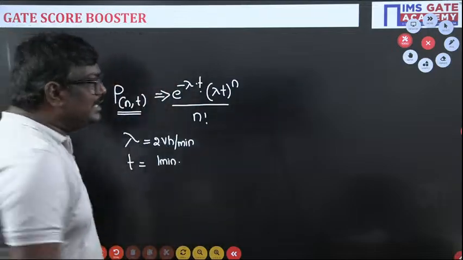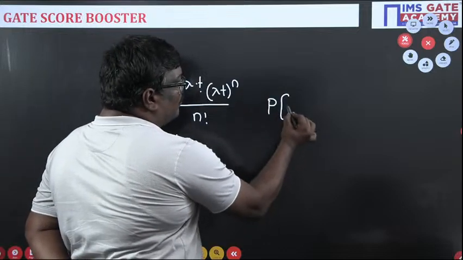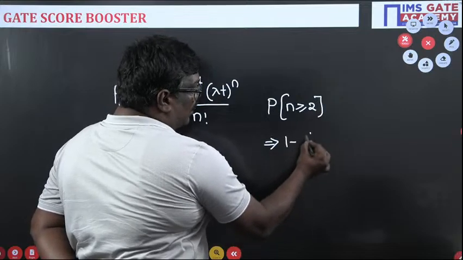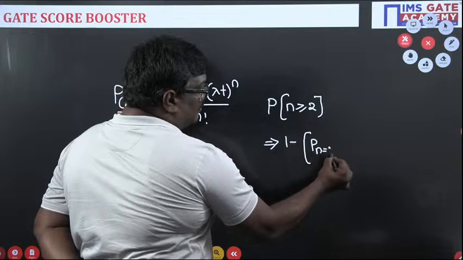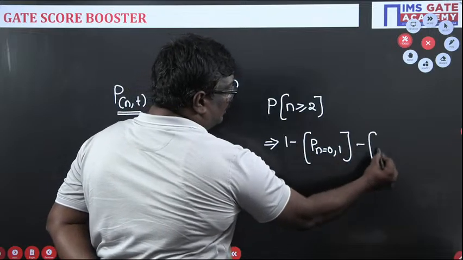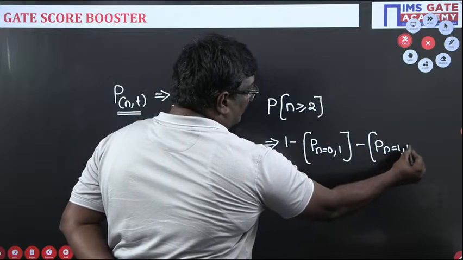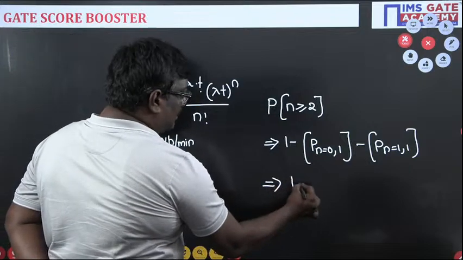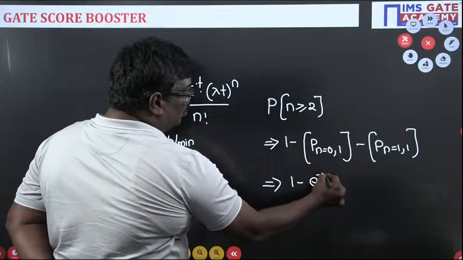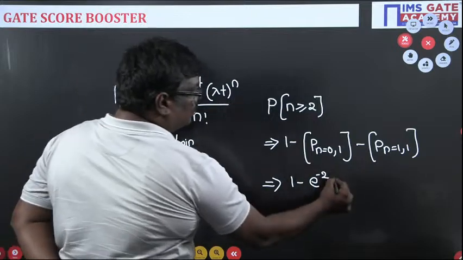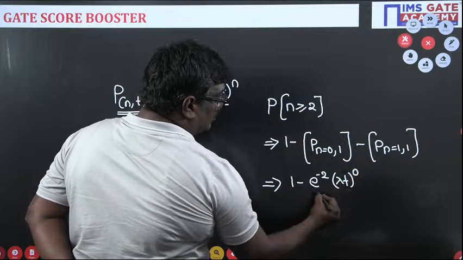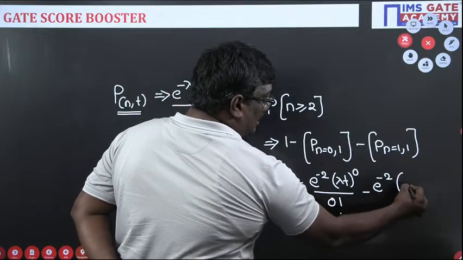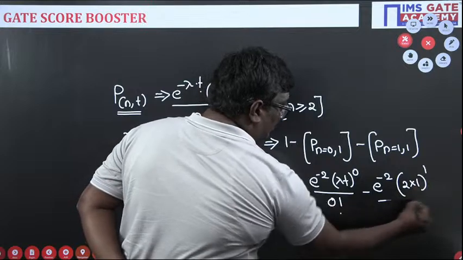Now see students, he is asking what is the probability of n greater than or equal to 2. So when they ask you n greater than or equal to 2, it is 1 minus P(0, 1 minute) minus P(1, 1 minute). Now if I apply this formula, 1 minus e power minus lambda t into (lambda t) power 0 upon 0 factorial, minus e power minus 2 into (lambda t = 2 into 1) power 1 upon 1 factorial.